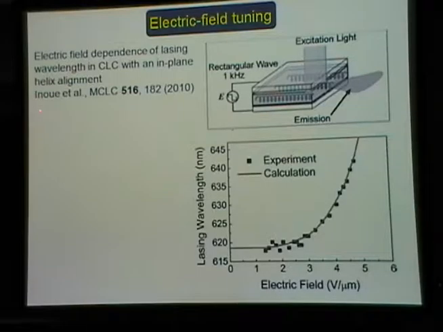So these people use this kind of cell, and of course the lasing occurs in this direction. And they succeeded in getting the lasing wavelength to change with applied electric field like this, although the tuning range is not so wide.